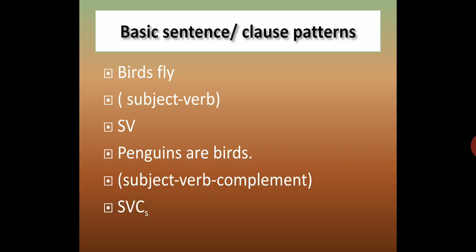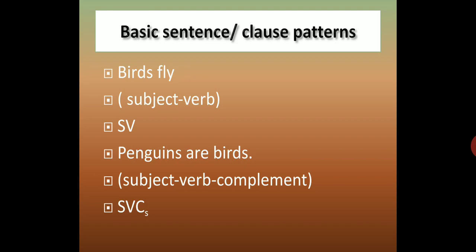Now I have given a subscript S next to the complement. Now what does that mean? Complement, I'll explain it in the coming slides. A complement can be completing or giving extra meaning either to the subject or the verb or the object. So depending on the extra information or the completion given by the complement either to the subject, to the object or the verb, we use 3 subscripts below the letter C.